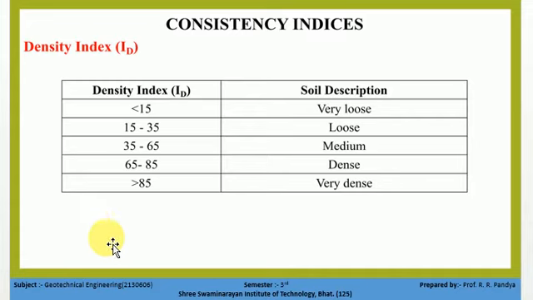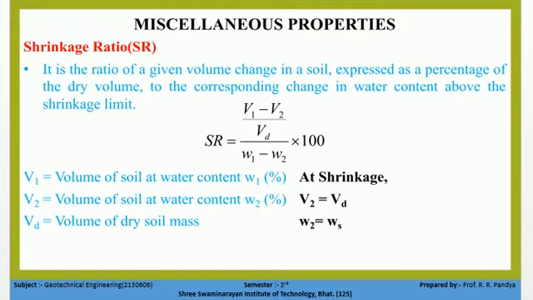If the density index lies between 35 to 65, the soil is in a medium dense state. If the density index lies between 65 to 85, then the soil is in a dense state. And last one, if the density index is greater than 85, then the soil will be in a very dense state. So these are the consistency indices.